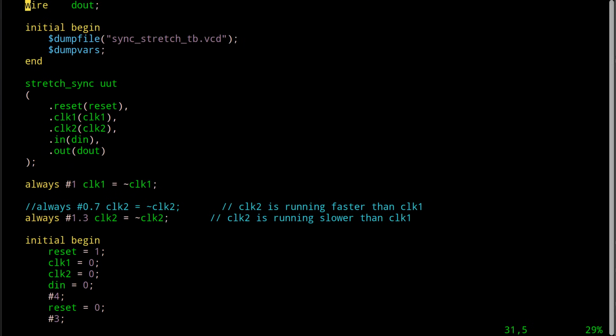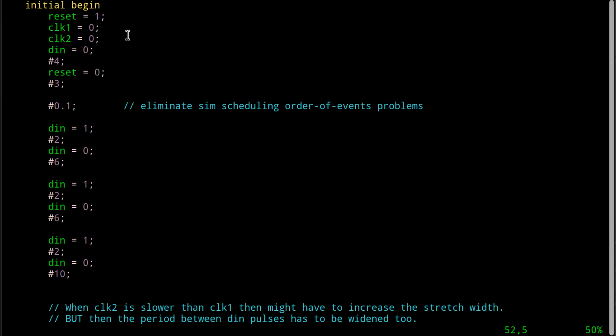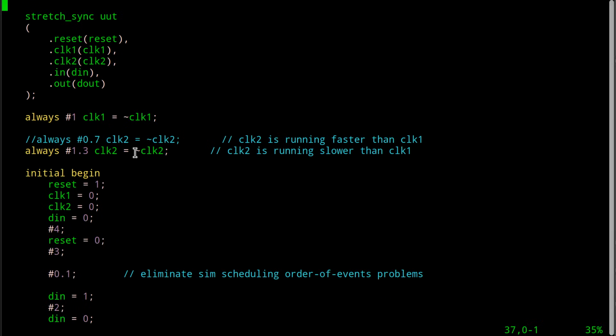So I'm going to have a test case. I create the unit under test. I'm not overriding any defaults. I got a reset, the 2 clocks, an input and an output. It's a pretty simple test case. I reset it, wait a while, turn off the reset. All the other stuff is initialized to 0. These clocks free run.